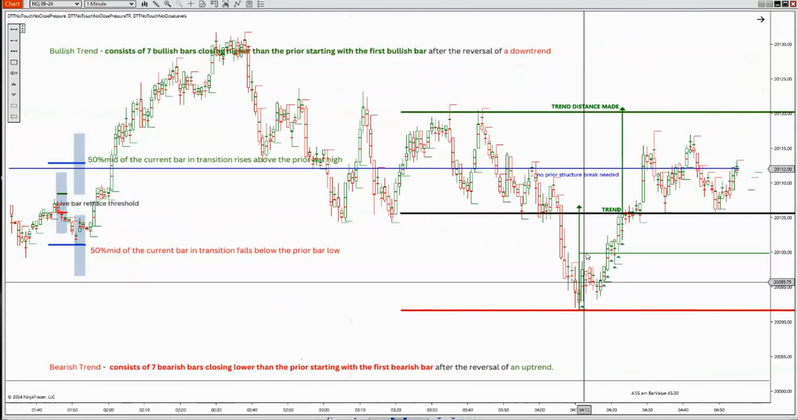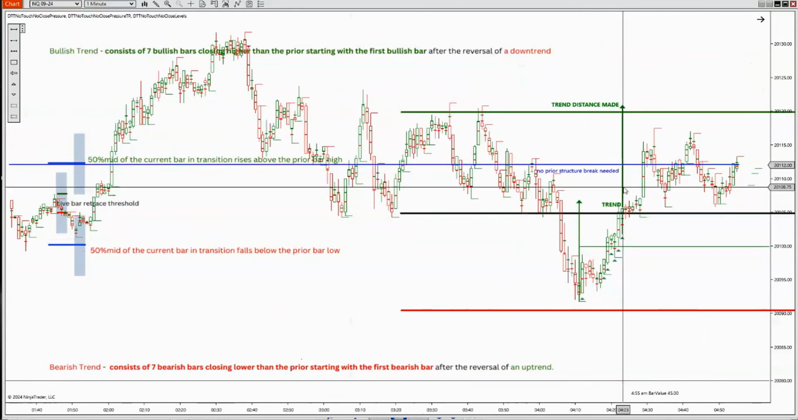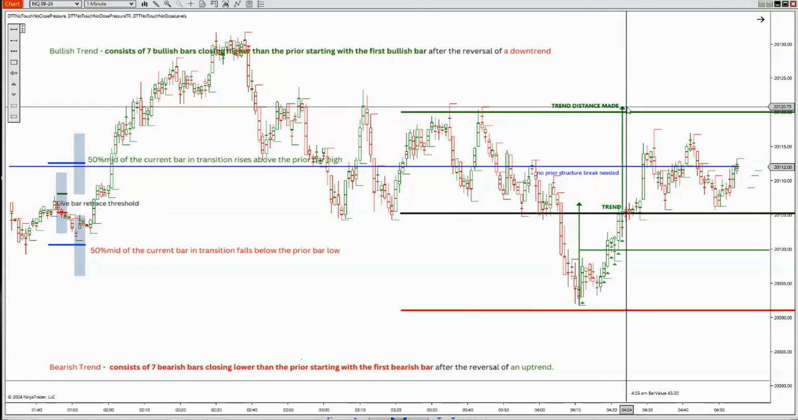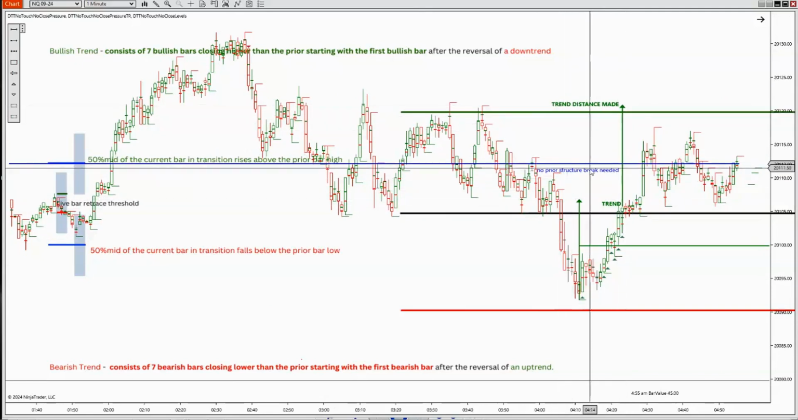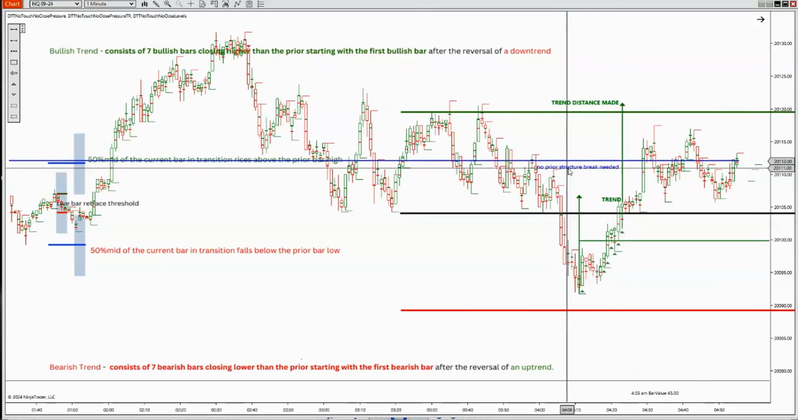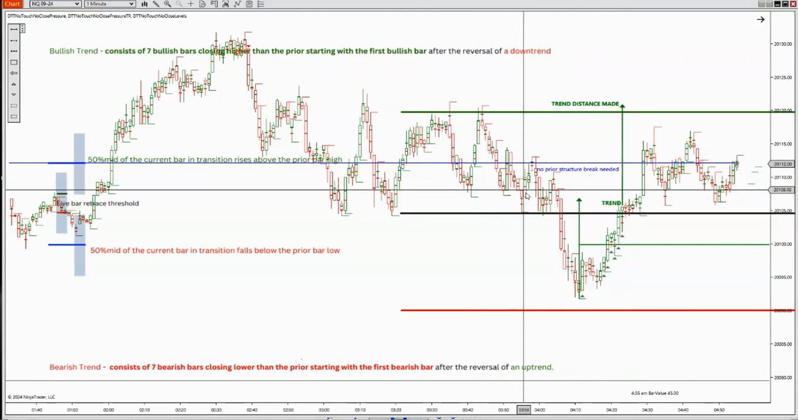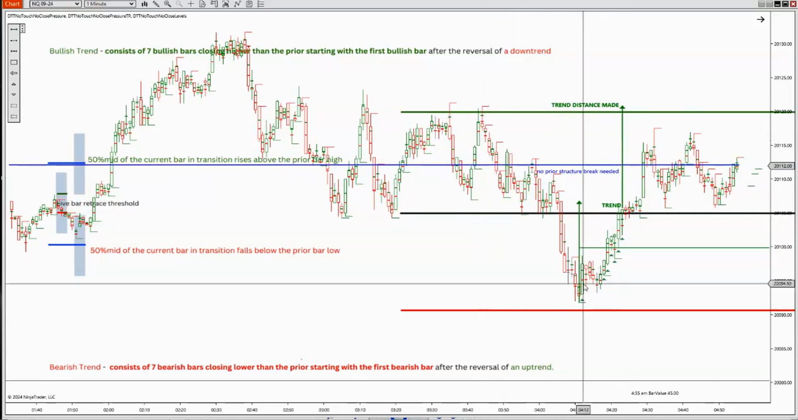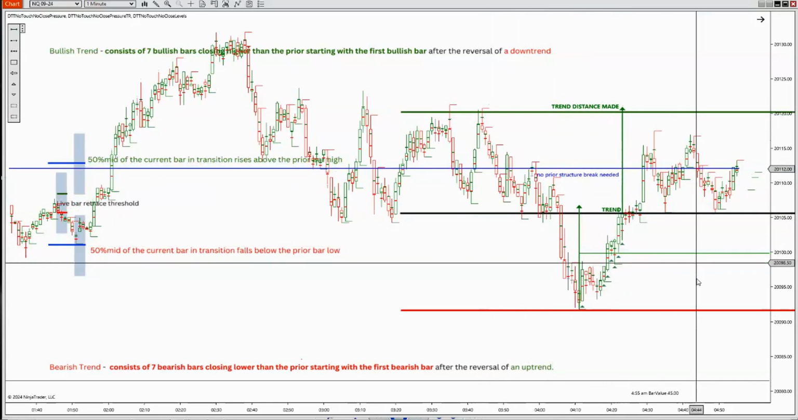So we had the trend here. All right, so this is the trend. They made the distance of the trend. They absolutely did that. No prior structure breaks. So you had your trend set here on this bar, and they didn't break any structure up here. So nothing to the upside, and you had a trend set, and they made that trend distance.